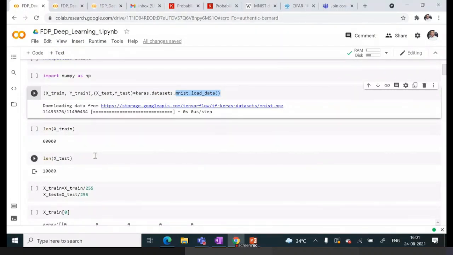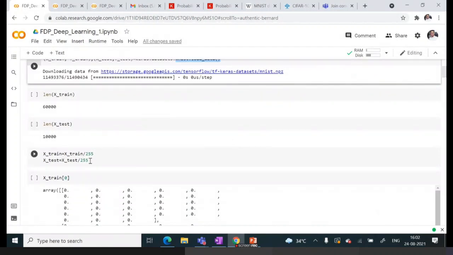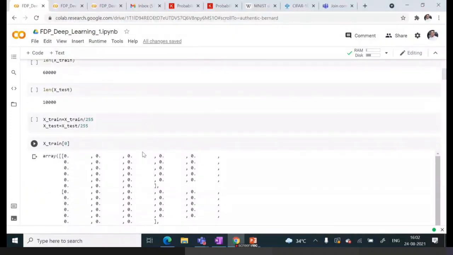The very first thing we are going to do is divide the value of each pixel by 255. Why are we doing this? Because since these images are black and white, the minimum pixel value is 0 and the maximum pixel value is 255. By doing this normalization, our deep learning system tends to give better results. So that's why we are normalizing our data.